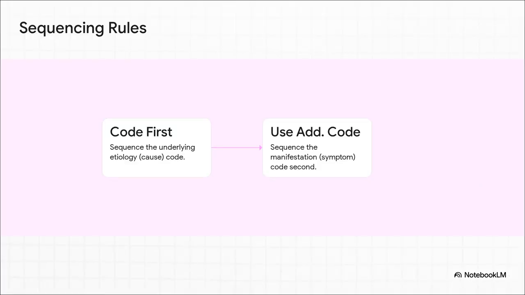Moving on, you'll also frequently see instructions to code first or use additional code. This enforces a very strict sequencing rule. Step 1, you must always sequence the underlying etiology, or the cause, first. Step 2, the manifestation, or symptom, has to go second. In fact, if a code title literally says "in diseases classified elsewhere," that means it's a manifestation code, and the rules say it can never ever be listed first on a medical record.